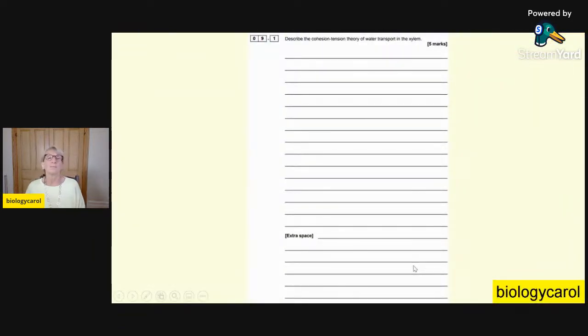Final question. 2 big questions, 2 high tariff questions. Describe the cohesion tension theory of water transport in the xylem. So, of course, the emphasis is on what is going on in the xylem. That's where I was reading the question and thinking about explaining cohesion and tension.